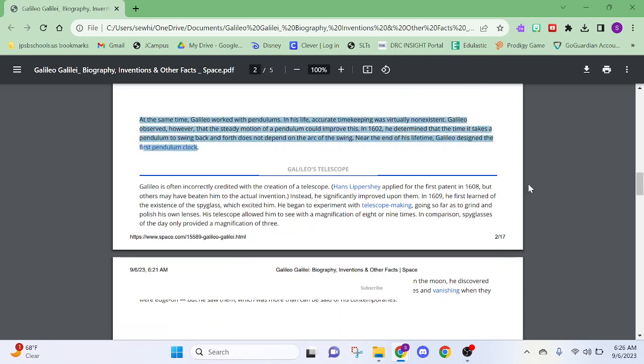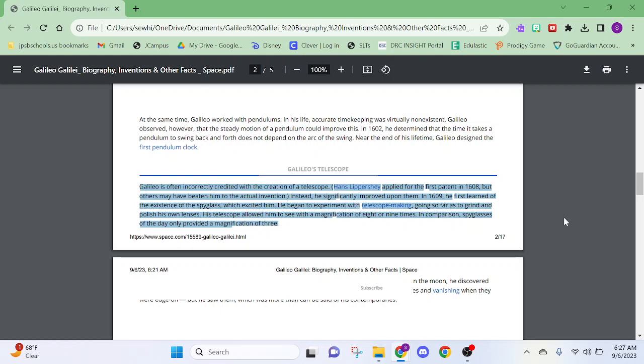At the same time, Galileo worked with pendulums. In his life, accurate timekeeping was virtually non existent. Galileo observed, however, that the steady motion of a pendulum could improve this. In 1602, he determined that the time it takes a pendulum to swing back and forth does not depend on the arc of the swing. I'm going to have to ignore the train. Near the end of his lifetime, Galileo designed the first pendulum clock.